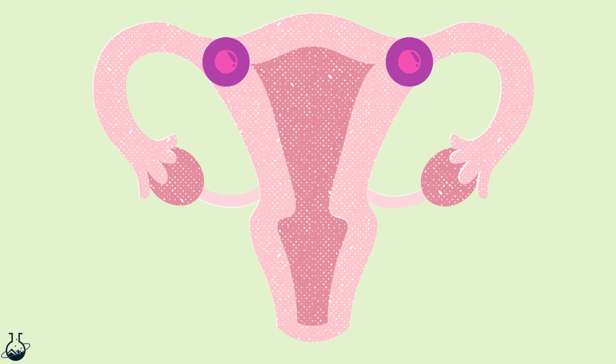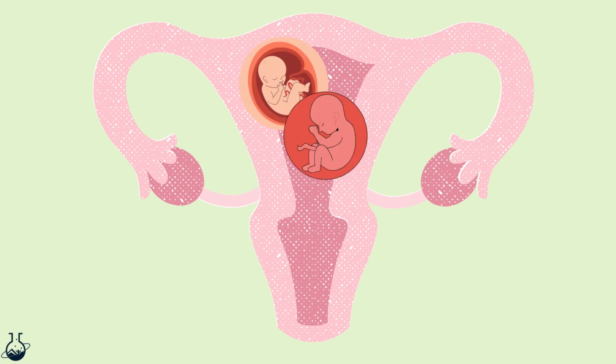Now, there may be times, just by chance, where two eggs are released from the ovaries, which means there are two eggs available for two sperm to fertilise, resulting in the potential for two babies to grow. In this case, they are two different eggs and two different sperm, so different DNA. These could be non-identical twins.